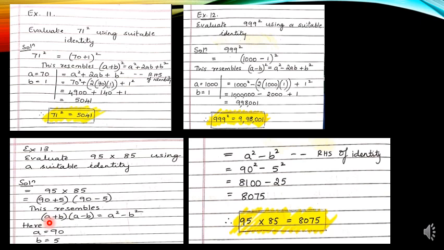In the place of A we have 90 and in the place of B we have 5. So A square minus B square will be 90 square minus 5 square. What is 90 square? It is 8100. 5 square is 25. And when you subtract these both, you will be getting 8075. So this is your answer. Even when you multiply these two, you will get the same answer. But use the identity because it is been told like that in the heading. So you are going to follow this method only.